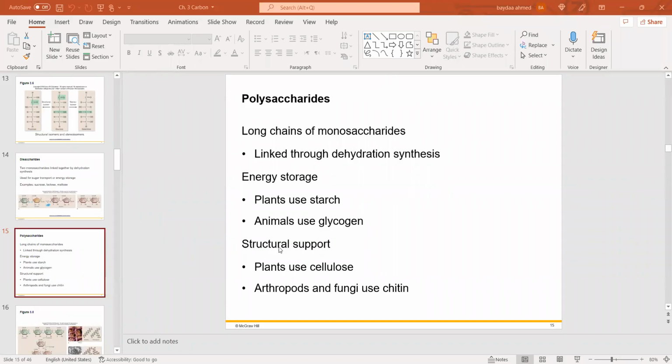Polysaccharides are also found as structural compounds that support cells or organisms. In plants, the polysaccharide is found in the form of cellulose, and arthropods and fungi use chitin. Chitin and cellulose are forms of polysaccharides, carbohydrates.